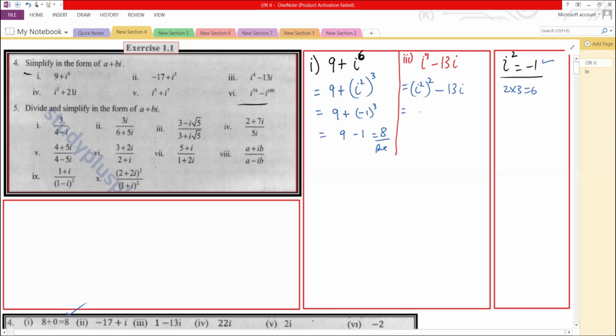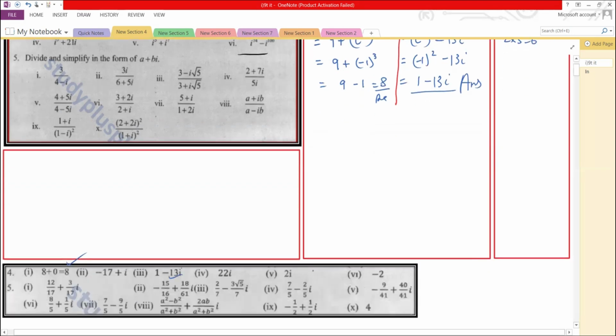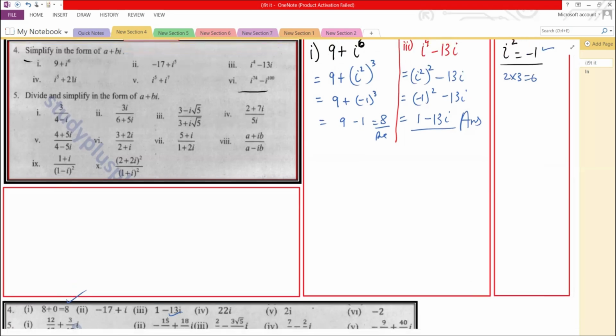So iota square is equal to what? -1 power 2 minus 13 iota. Fine, and then it will make it even, 1 minus 13 iota. So further it cannot be solved, students. So it is our answer, question number 4, part number 3: 1 minus 13 iota. So the rest of the questions are the same. You just have to apply this identity, iota square is equal to -1. Try all the questions. I am not going to solve all the questions, but you have to do all.